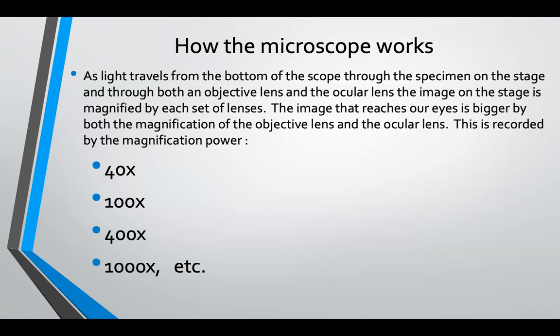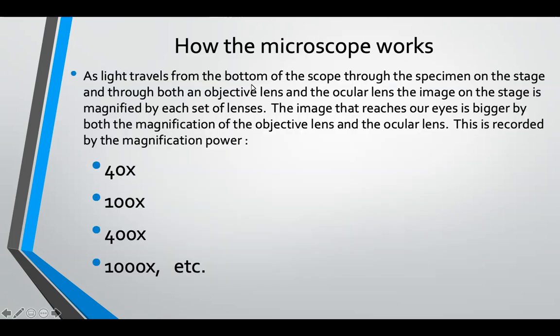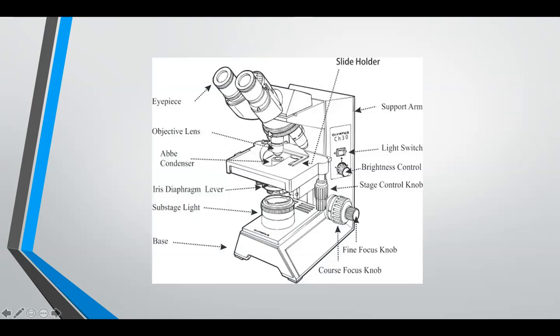So how the microscope works: light travels from the bottom of the scope through the specimen on the stage and through both an objective lens and the ocular lens. The objective lens is one of four lenses that are used to magnify the specimen. And then the light also travels through the eyepiece or ocular lenses. So the image that reaches our eyes is made bigger by both the magnification of the objective lens, which are these guys, and also the ocular lens or eyepiece.